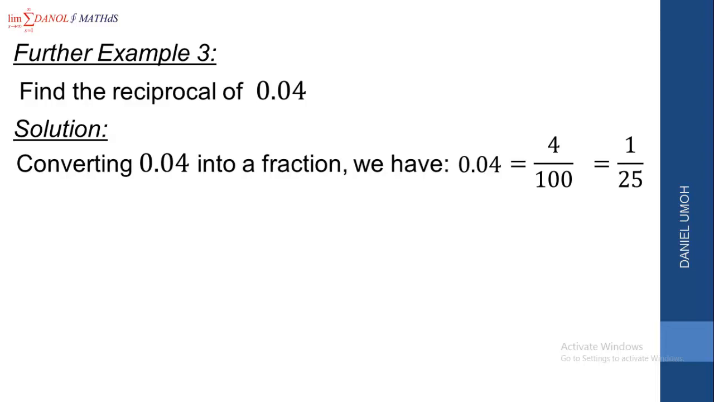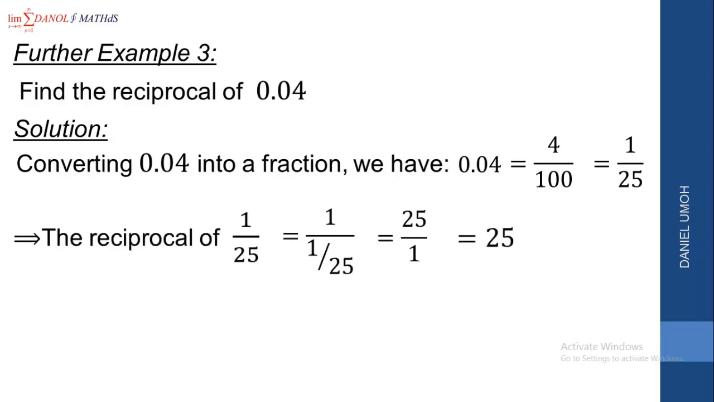Now, we have to find the reciprocal of that 1 over 25. So the reciprocal of 1 over 25 is equal to 1 all over 1 over 25. Of course, according to our rule, we are going to invert that. So we now have 25 over 1. So 25 over 1 is equal to what? 25. It therefore means that the reciprocal of 0.04 is equal to 25. It's as simple as that.